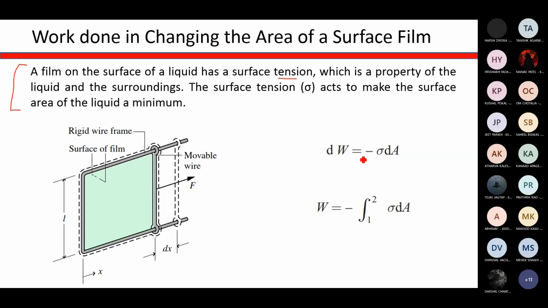So what will be the work done in this case when you are trying to stretch this film? This will be given as dWs equals minus sigma into dA, where sigma is surface tension, note down, and not the stress. Surface tension is basically the force applied per meter length, so the unit of sigma will be Newton per meter. This is for elementary, and the total work done W will be equal to minus integral 1 to 2 of sigma dA. Now you know the significance of the minus sign because the work is done on the system.